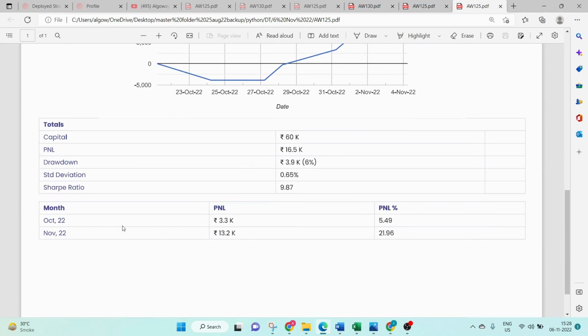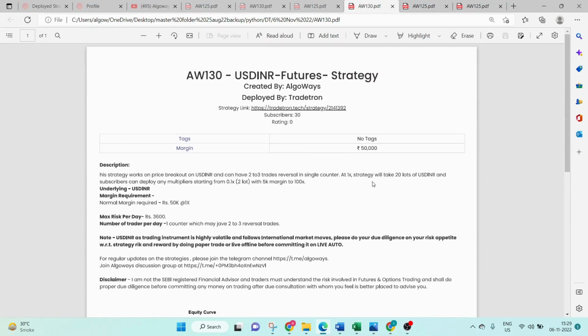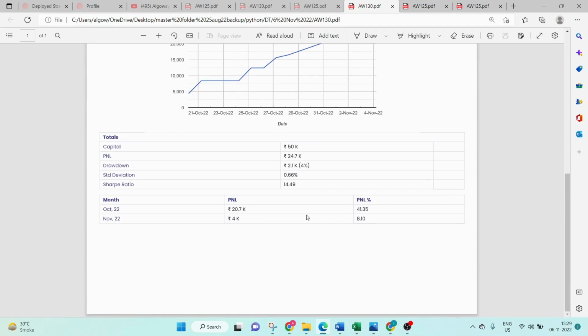So what it has done, it has given a profit of 3.3k in 6 trading days of October, because I deployed it on 21st October. And in the present 4 days of November, it has given 13.2k, which is quite high. Let us see the other one. The USD INR directional strategy, the margin requirement will be 75,000 now. So it has given in 6 days 20.7k profit in October and 4k profit in 4 days of November.